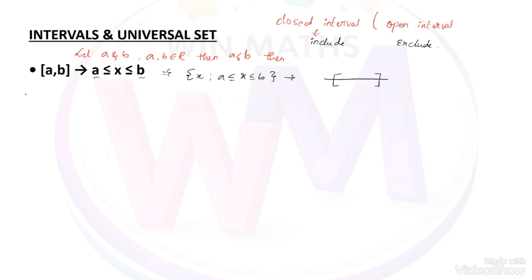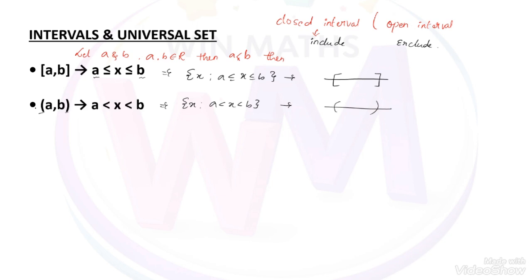Second, this is the open bracket. Usually, open brackets are written like this and closed brackets are written like this. So the endpoints are excluded. The set representation is X such that A is less than X less than B. Then the representation will be like this.